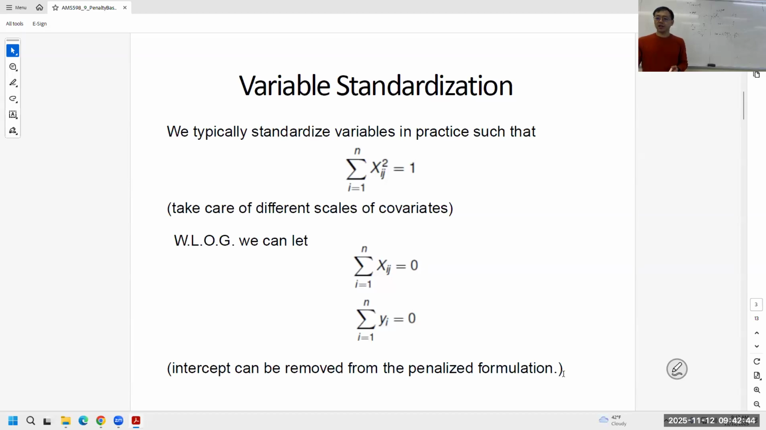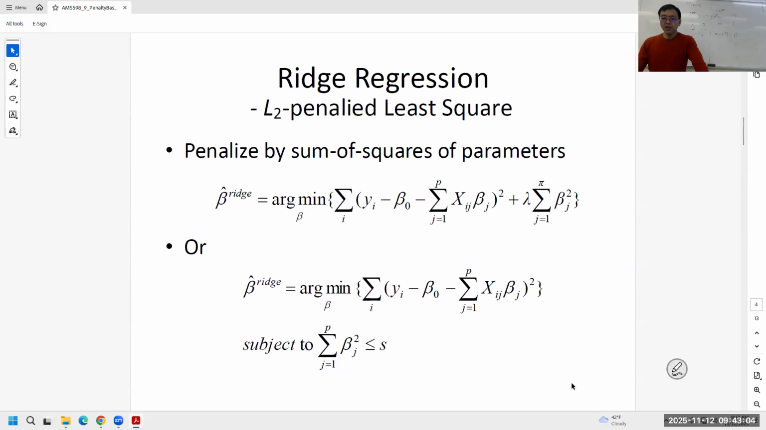Okay, so this is variable standardization. Any question on this? Okay, so the variable standardization, if this is the first time you heard this concept, it can be confusing. But if you think a little bit more about it, it actually makes intuitive sense.